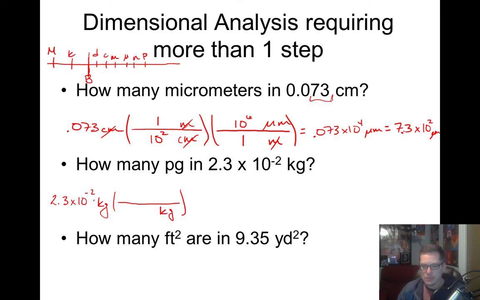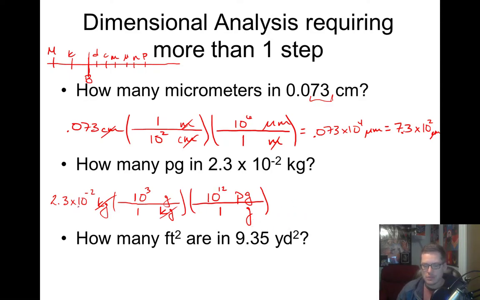Kilograms go in the bottom because it's what we're starting with. Grams go on the top. Kilograms are bigger than grams because it's to the left, and this becomes 10 to the third. Our kilograms have canceled, and now we're in grams. To get our grams to cancel, we put grams here, and we need to get to picograms. Grams are bigger than picograms, so we'll put a 1 down here. Picograms are really tiny. There's 10 to the 12th, a trillion picograms in every gram.